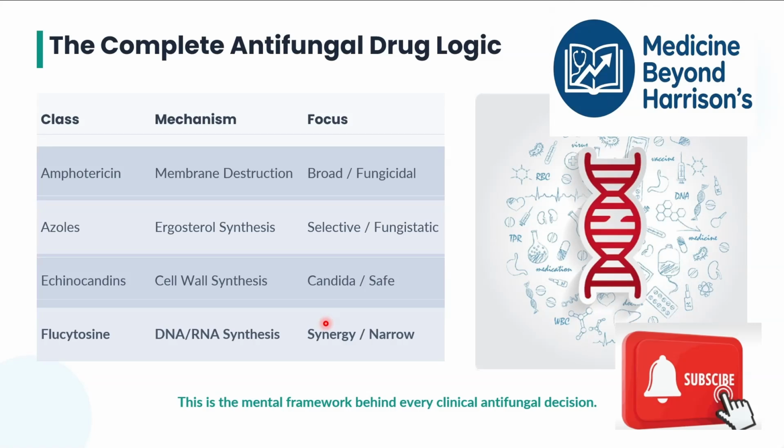So amphotericin damages the membrane. It is a very broad and fungicidal drug. Azoles prevent ergosterol synthesis, and are selective and fungistatic. Echinocandins are cell wall synthesis inhibitors, active against Candida. Flucytosine is a DNA and RNA synthesis inhibitor, with synergy and a narrow spectrum. So build this mental framework behind every clinician's antifungal decision, and you will get the right drug for the right work.